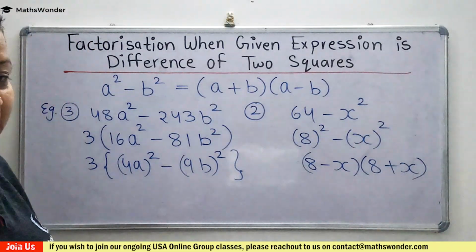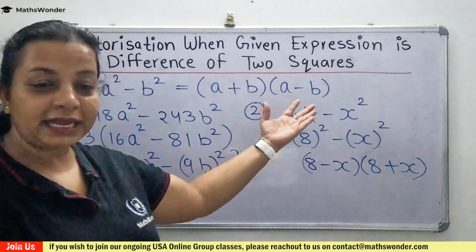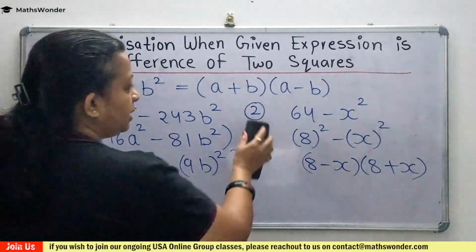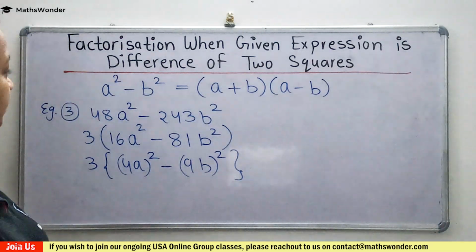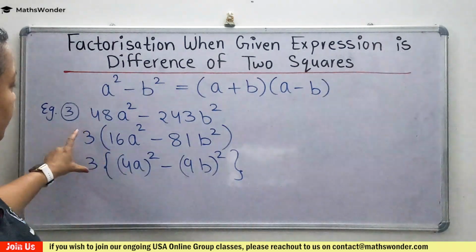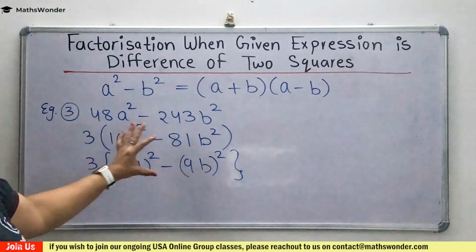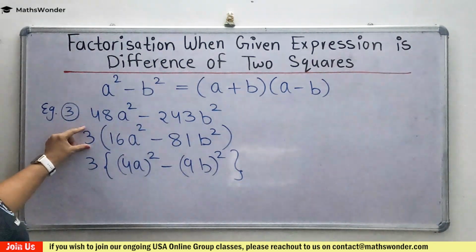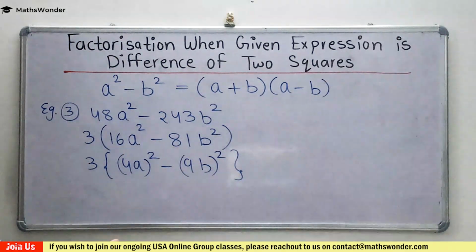See, sometimes in the questions they have given the direct square, like 64, 81, 100, 144, 25. But sometimes they don't have the direct square. Then what to do? First you will check, can we take any number out? Yes, 3 is the common number from both. When we have taken it out, then definitely 16 and 81 are squares of some numbers. 16 is the square of 4 and 81 is the square of 9. Any confusion?